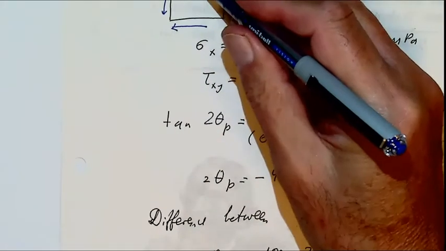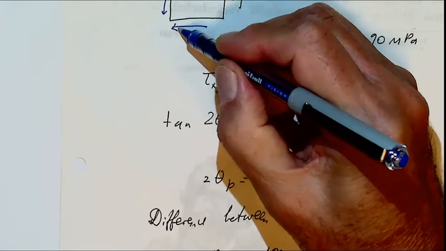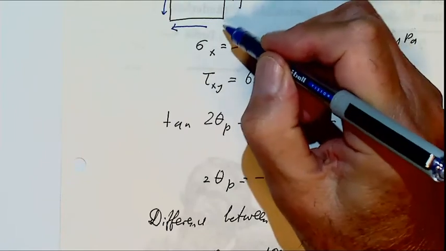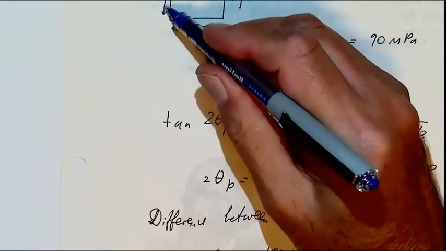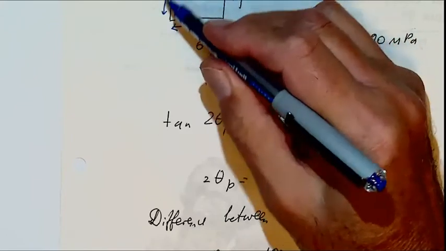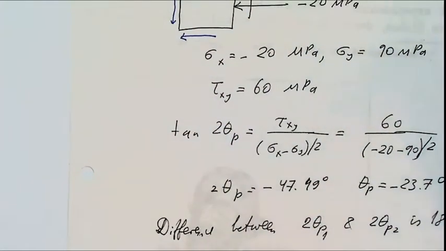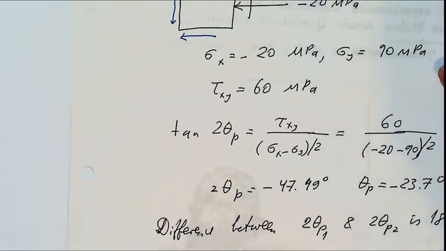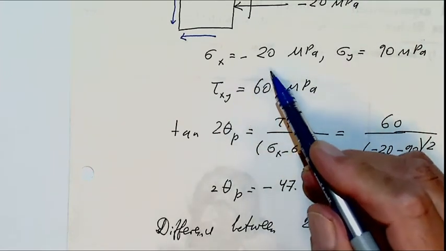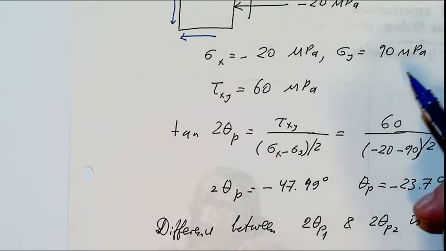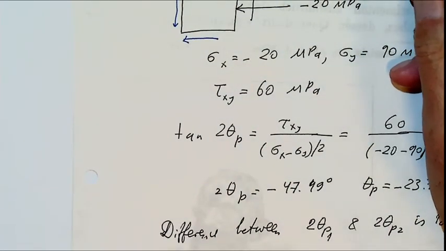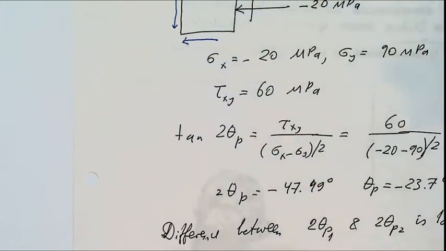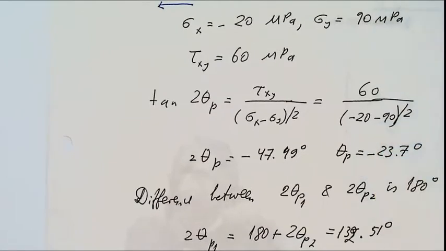Then if there is a shear force here, there should be a shear force in the opposite direction, so that the sum of the forces in x direction would be 0, and the sum of the forces in y direction should be 0. Therefore this shear force equals this one. So there are 4 equal forces acting on 4 faces, but here there is, of course, another sigma, which is minus 20. So sigma x equals minus 20, sigma y equals 90 megapascals, and tau xy equals 60. So then we calculate.